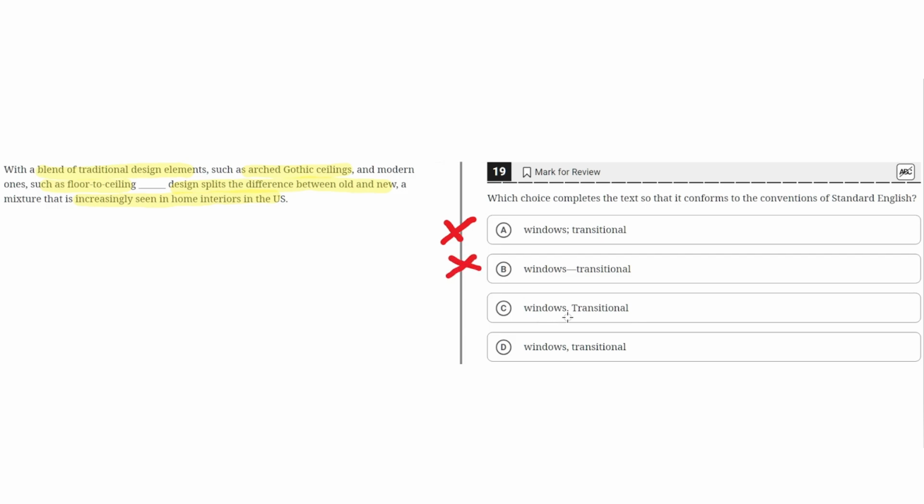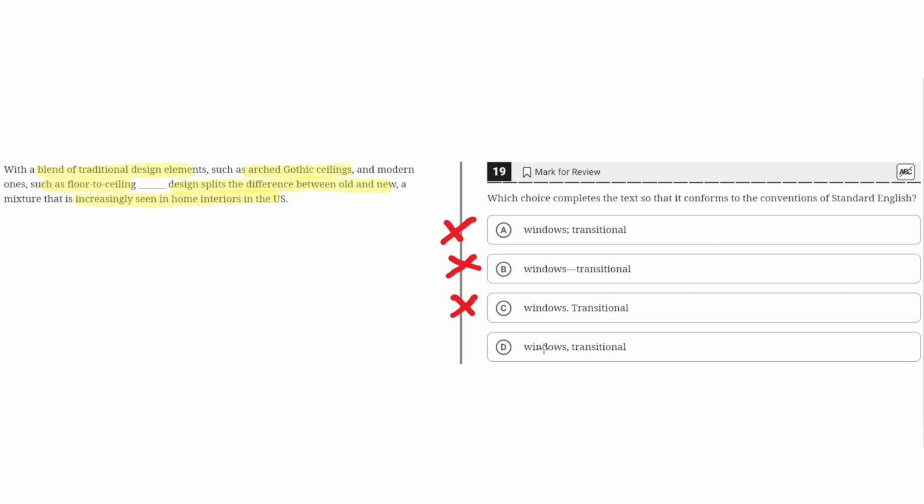C. Windows, period, transitional. This is incorrect, because, like A, for a period to be viable in this case, there must be two independent clauses. But here there's only one independent clause, with an introductory phrase. Therefore, a period cannot be used here. So C can be eliminated.